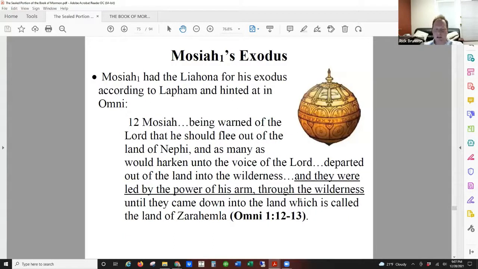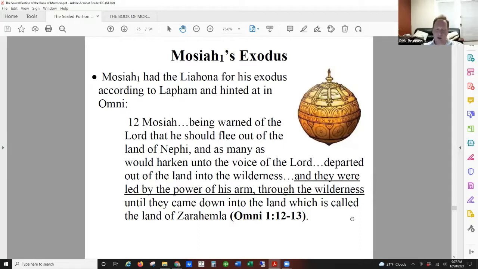Mosiah the elder, for his exodus, had the Liahona. And this is according to the Lapham interview, but it's also hinted at in Omni, and I'll read Lapham's account in a minute. But I wanted to read the statement in Omni too, because I think it hints at the Liahona.